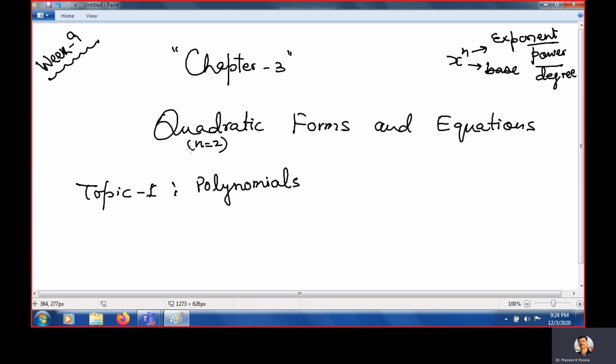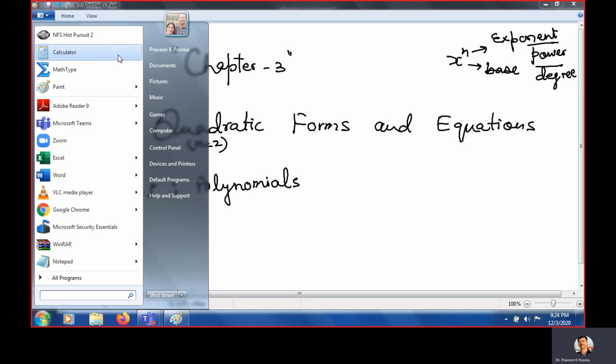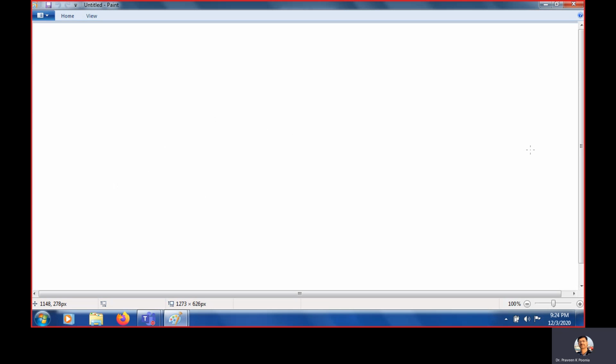First we will study various quadratic forms. Then in the end we will study quadratic equations. Clear? In this, the first topic we are going to study is polynomials. Okay, so in the polynomial, first we are going to study 3 definitions, and the definition number 1 is monomial.